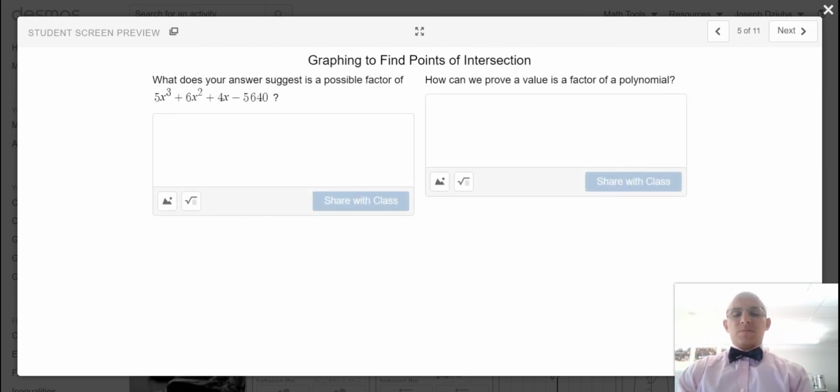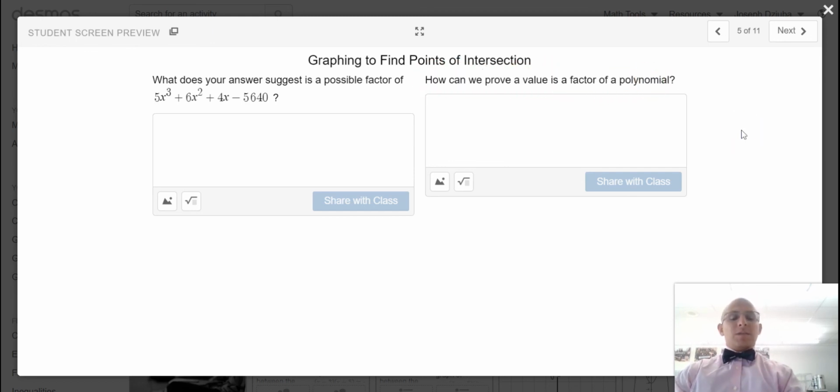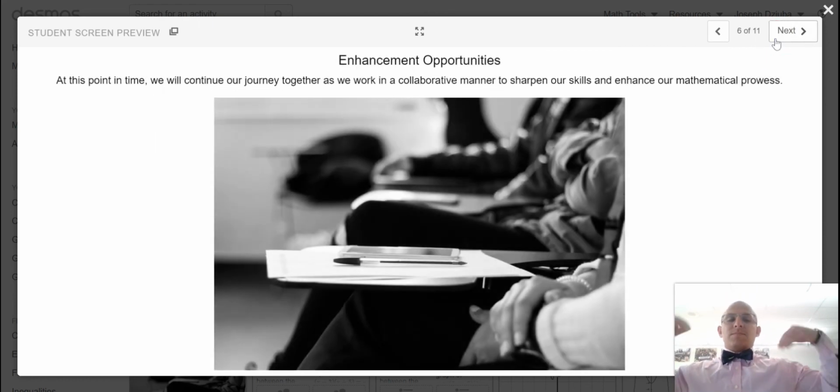After you determine what you can say about the red function, what does that information tell you about a possible factor of that particular function? And then I'd like for you to spitball some dialogue with your classmates about how we can prove a value is a factor of a polynomial, as that is going to be the content of our lessons over the next 2 to 3 Desmos activities. And at that point, take a 30-second timeout on the coach. Pick it up in class.